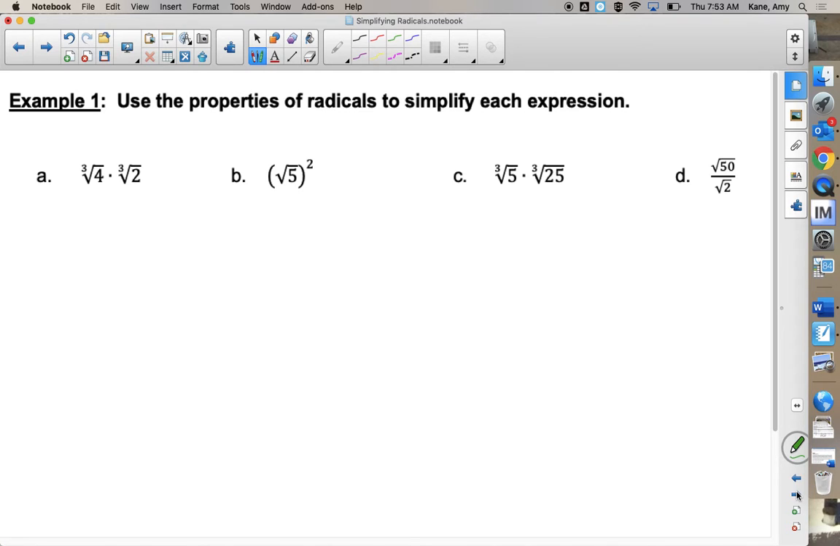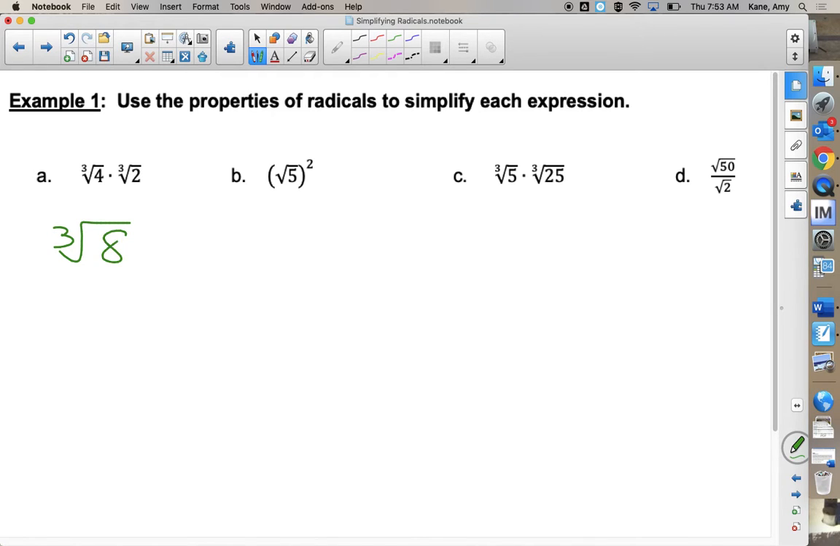We're going to use the properties to simplify each expression. So our goal is to break this down into a smaller number, but not having a decimal. So keeping it still as a perfect square and a radical. So in letter A, we have the cube root of 4 and the cube root of 2. They're both cube roots. When you multiply these together, Brady, you end up with the cube root of 8.